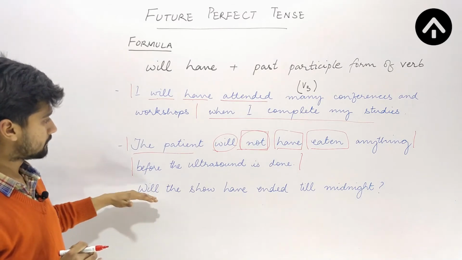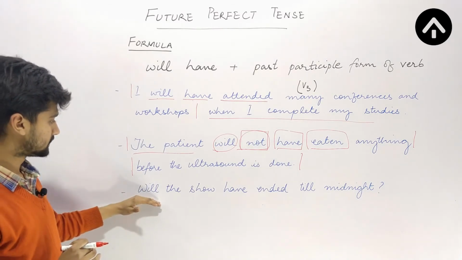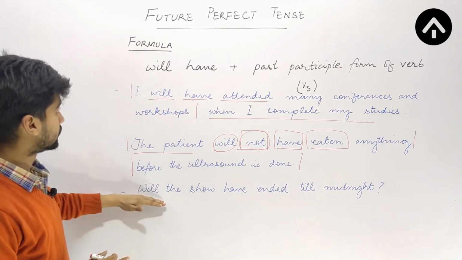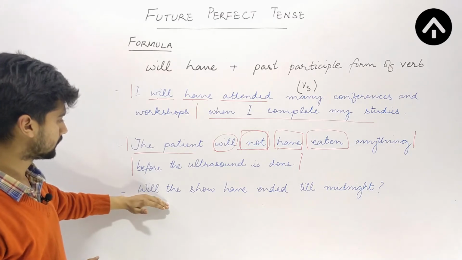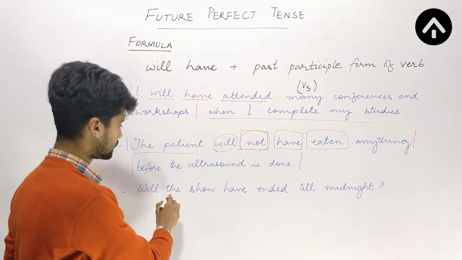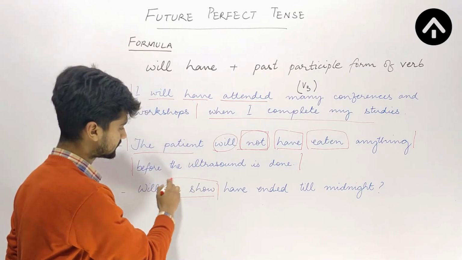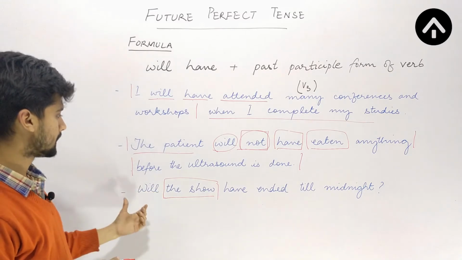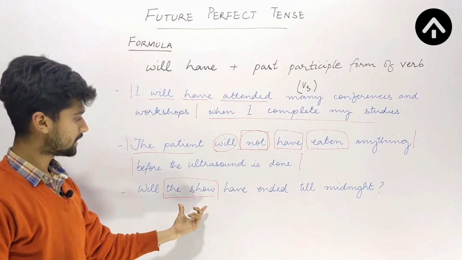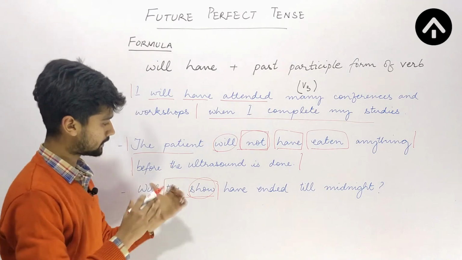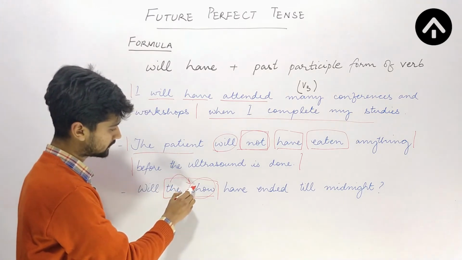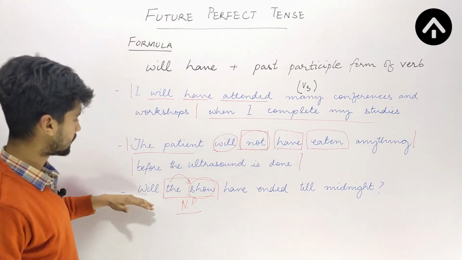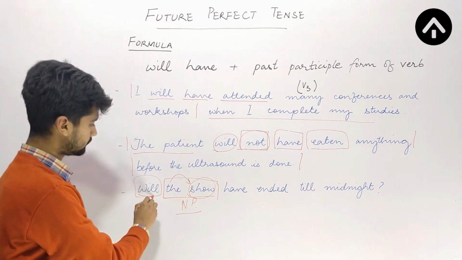Next we have an interrogative sentence. In an interrogative sentence, I'm beginning with a helping verb according to the tense. So I'm using "will the show". Here it is a noun phrase treated as a subject in the sentence. It holds the position of a subject in this sentence, but basically it's a noun phrase. Why? Because "show" is a noun and "the" is determining this word, so it becomes a noun phrase, NP. Will, so this is the helping verb.